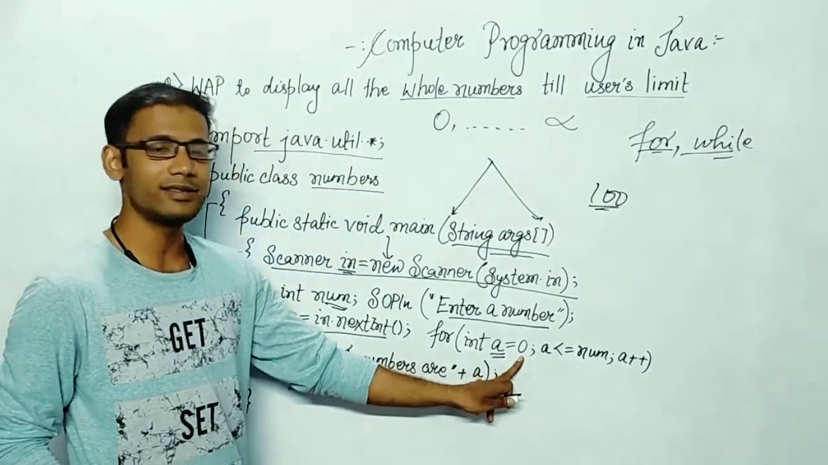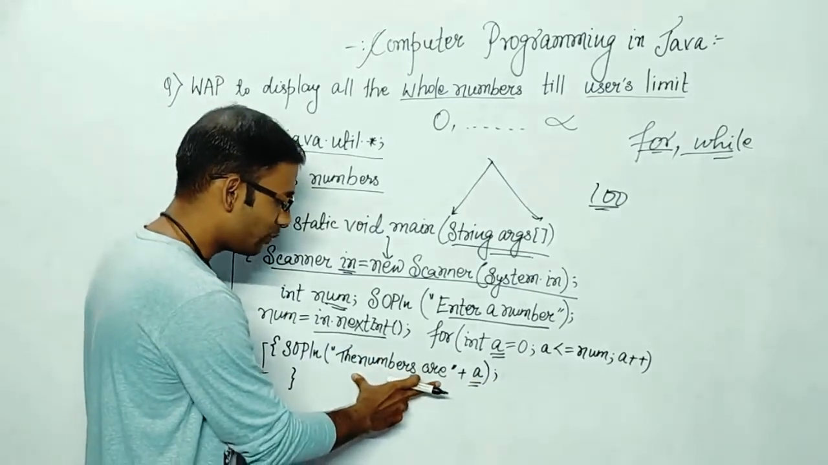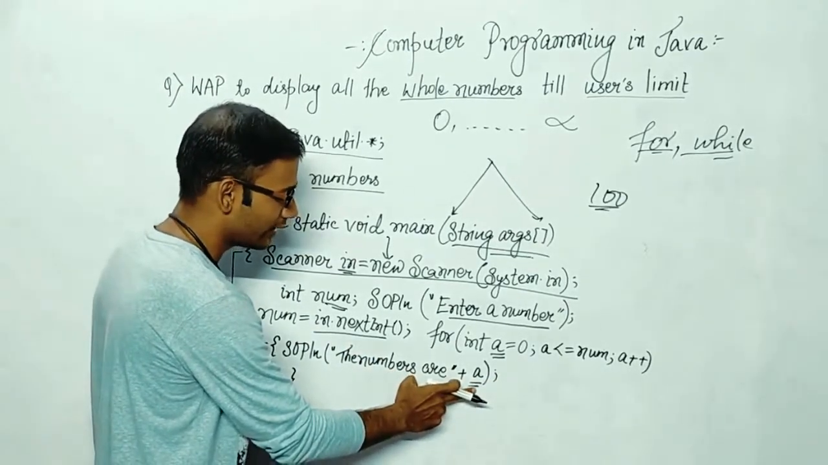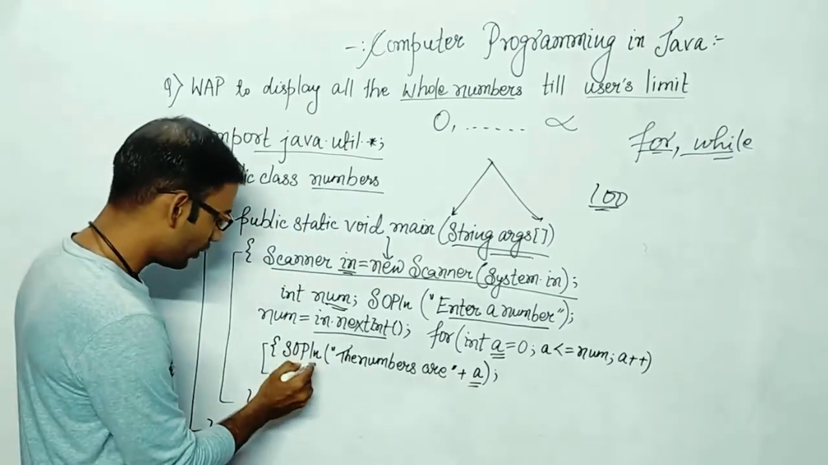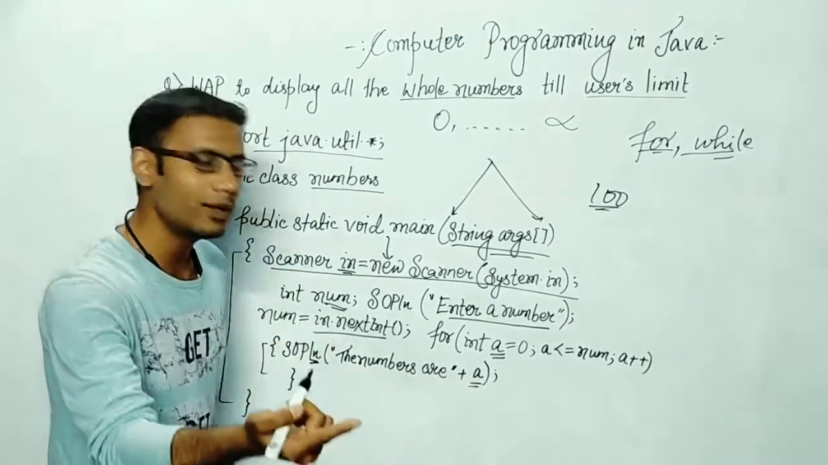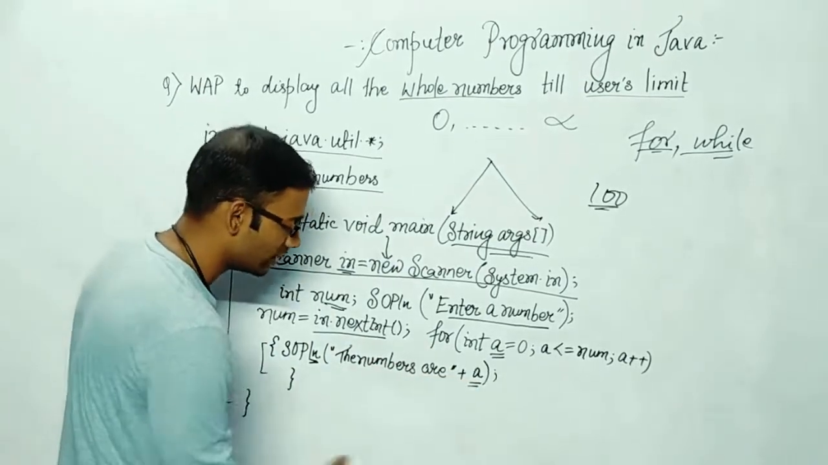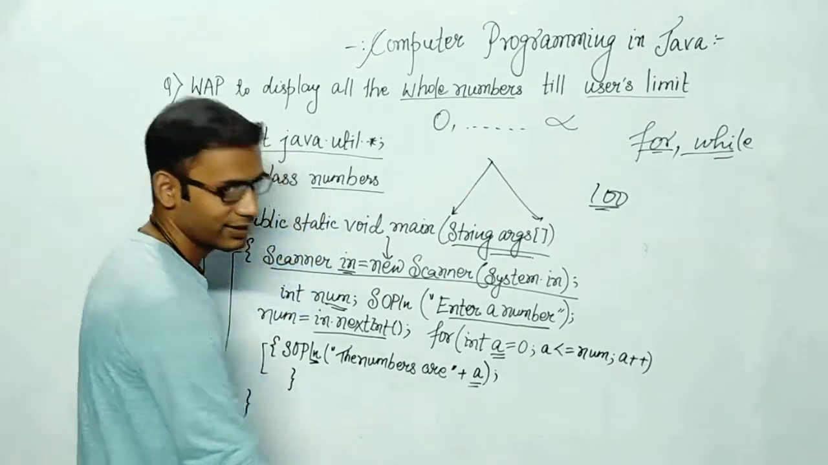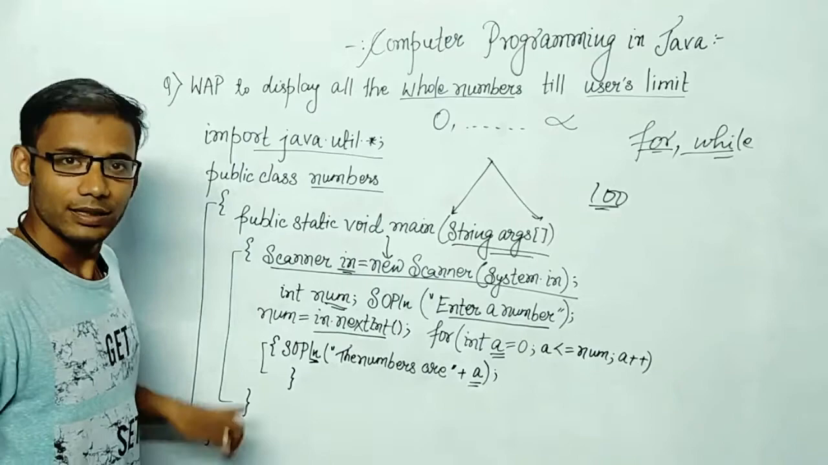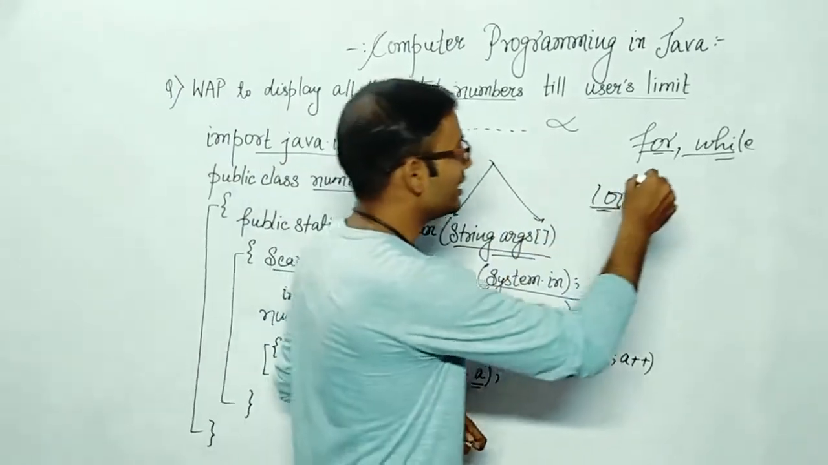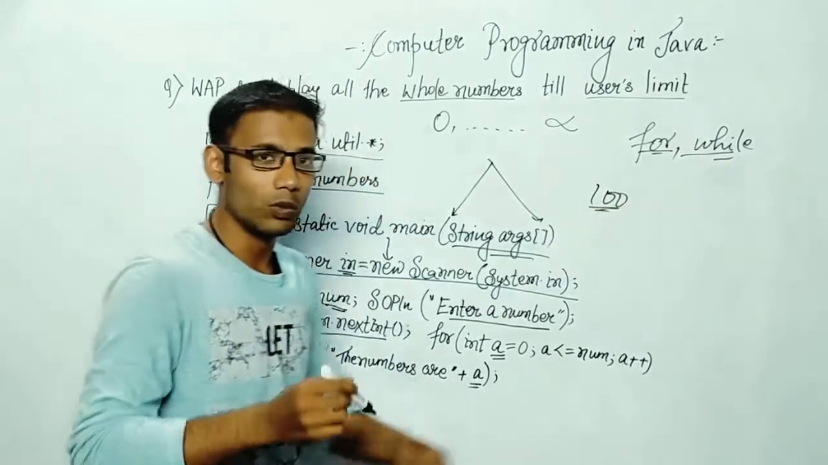The initial value of a is 0. That means at the very first this line will be displayed, and after that the value of a, that is 0. The numbers are 0. Since I have utilized ln, again the line will break. Then again the numbers are 1, the numbers are 2, the numbers are 3, 4, 5, 6, 7, 8, 9, 10 till 100. It will be displayed like this. Okay? Clear? In the next video I will illustrate the same question using a while loop.